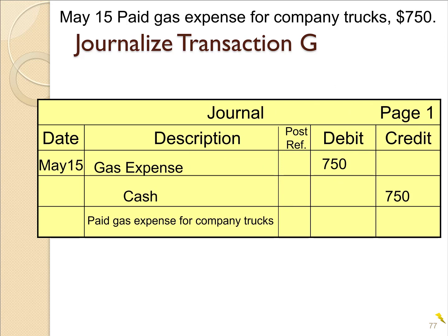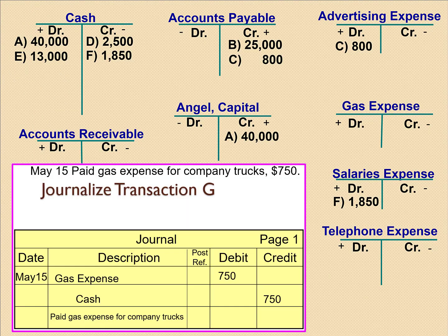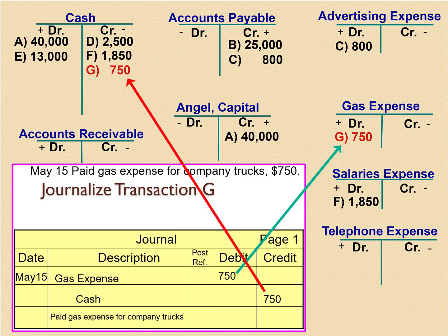Now we need to post these two amounts, the debit and credit, to our ledger so we can have up-to-date account balances. So get out your ledger page in the form of T accounts. And here's our transaction we just entered in the journal. So we're going to post the debit first. So that's gas expense going up by $750. Letter G for transaction G. And then cash going down by $750.